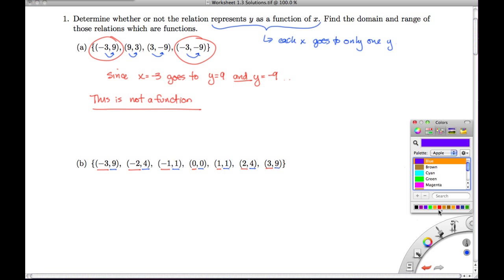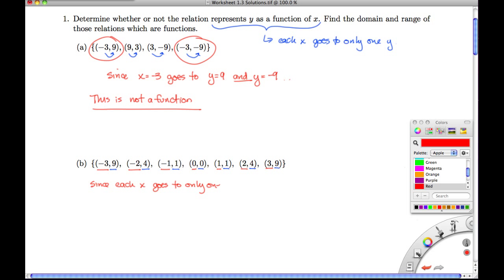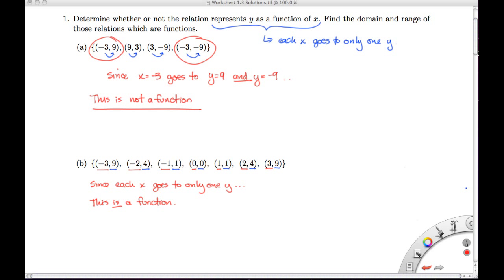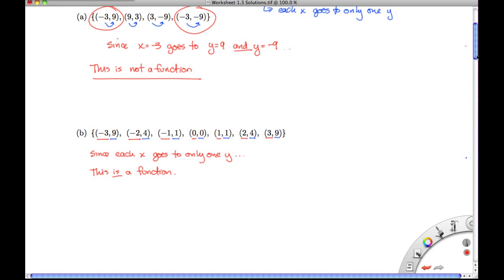So we can go ahead and conclude that since each x goes to only one y value, then we do have a function. So this is a function. Okay, so that's nice, but we've got a little more work to do because of that. In the directions, we were asked to find the domain and range of the relations that didn't, in fact, become functions. Well, domain and range isn't too bad.